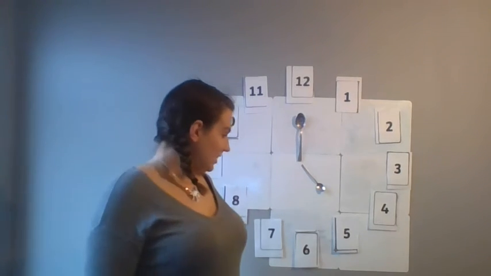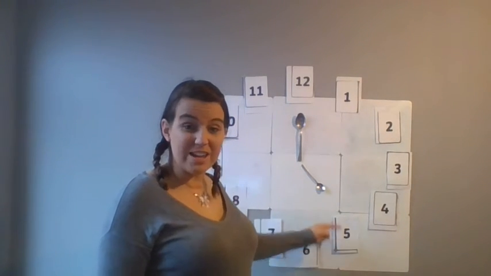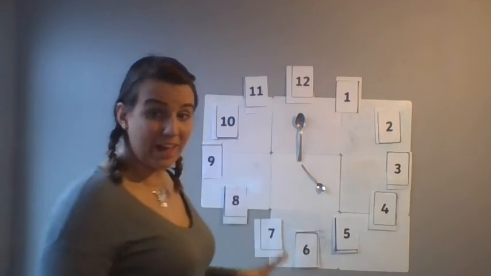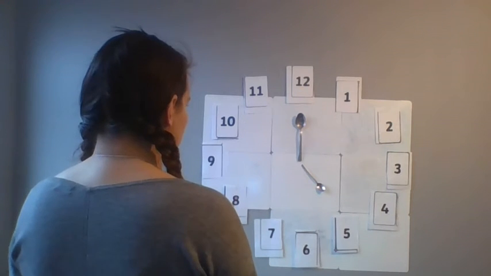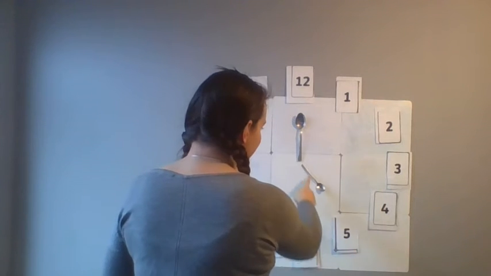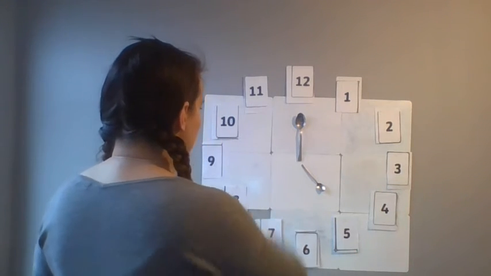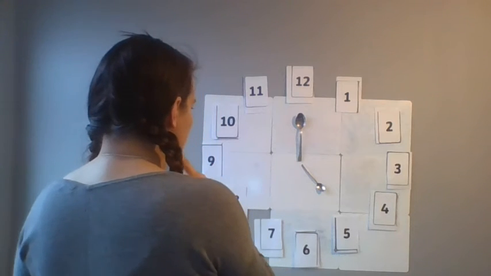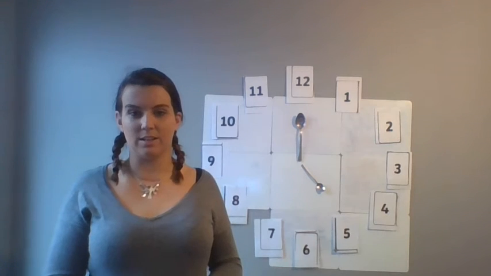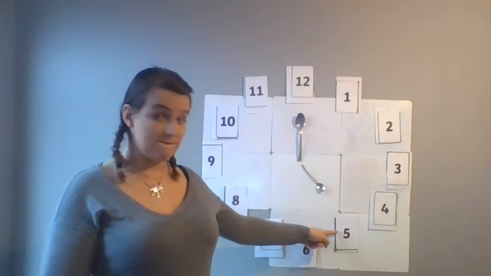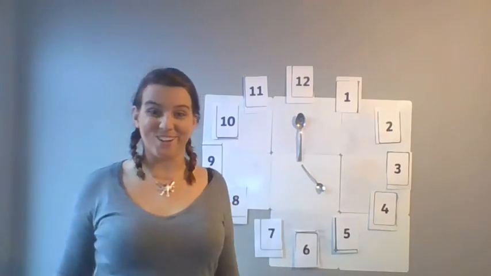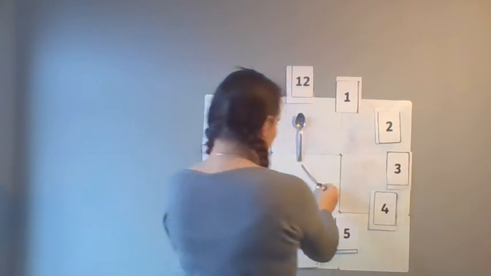And our little hand is pointing to, can you tell me? Our little hand is pointing to 5. Well done. Our little hand is pointing to 5. So let's look at the clock together. 1, 2, 3, 4, 5. It's definitely pointing to 5. And the big hand's still pointing to 12. What time does the clock tell me? 5 o'clock. Good job. Well done.